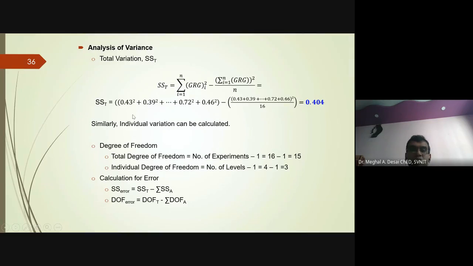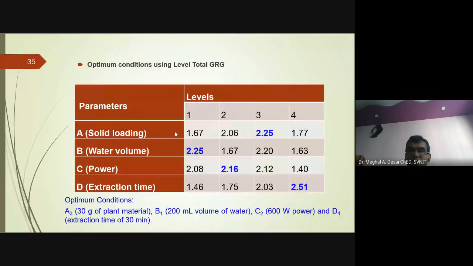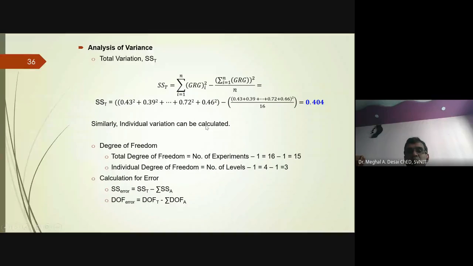Now if I find the individual sum of squares, I will use the information of level total over here, and NA, the division value, the denominator, will be 4 because my level is being repeated 4 times. Now the degree of freedom: total degree of freedom, since the number of experiments is 16, is 16 minus 1. Individual degree of freedom is number of levels minus 1; levels are 4, so 4 minus 1.